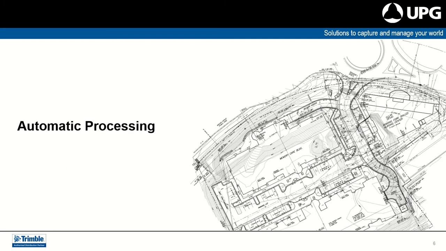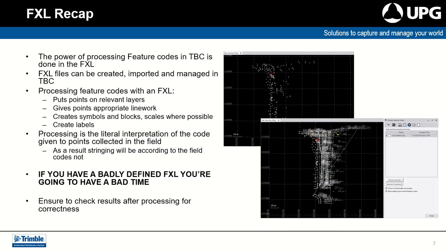That time-consuming process can be significantly reduced by using the automatic processing techniques in TBC. This is using the Process Feature Codes option in TBC, where we're using the FXL to define what happens to a particular feature code once it's in TBC and processed. The feature code library will define what layer it's going on, what color, what line style is being used, what symbol, and how that symbol is being used in terms of whether it's associated with an attribute. All of that is done automatically when the code is processed. This significantly reduces the time taken if you were to do this whole process manually.